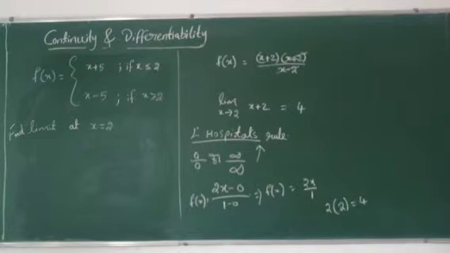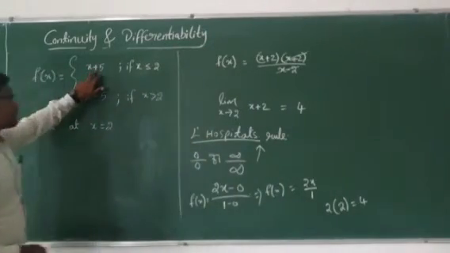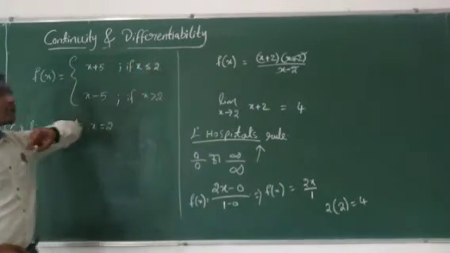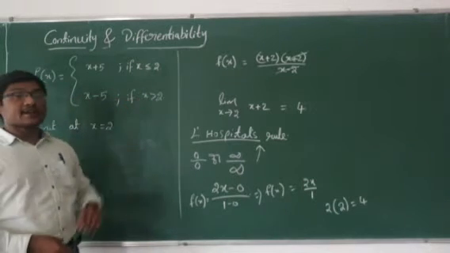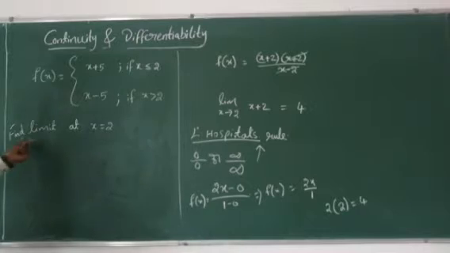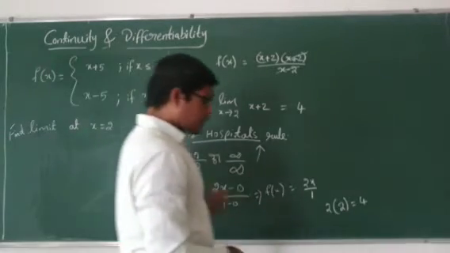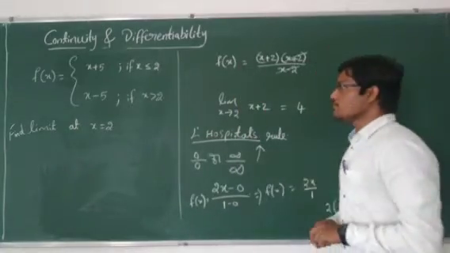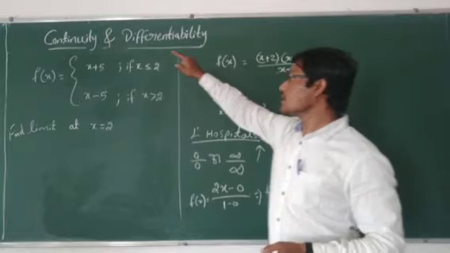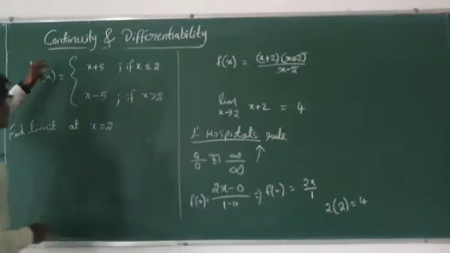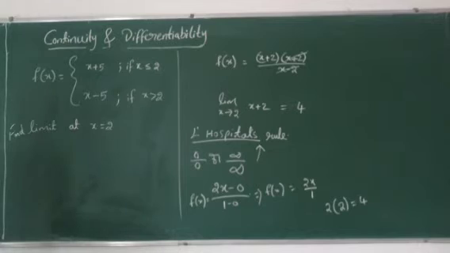Let's consider this question. F of x is x plus 5 if x is less than or equal to 2. F of x is x minus 5 if x is greater than 2. Then you need to find the limit at x equal to 2. This is a very important problem, because these type of problems you will be getting even in continuity also. The continuity will be a continuation of this topic.